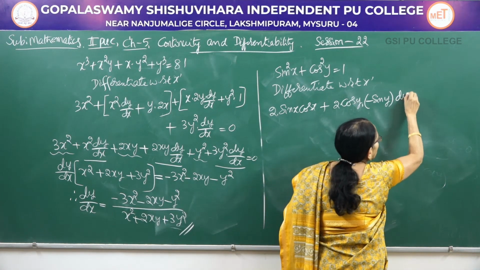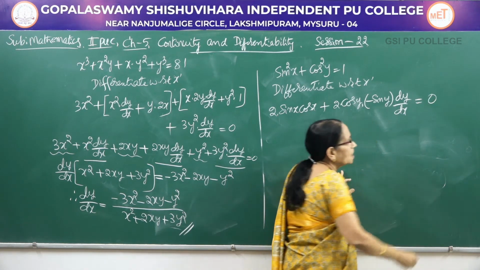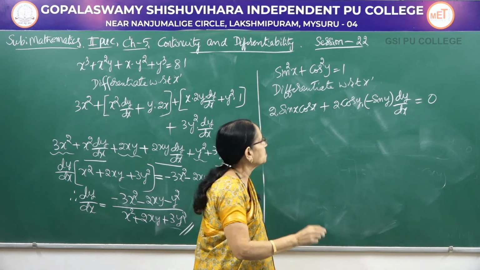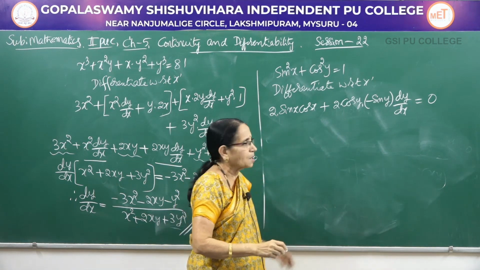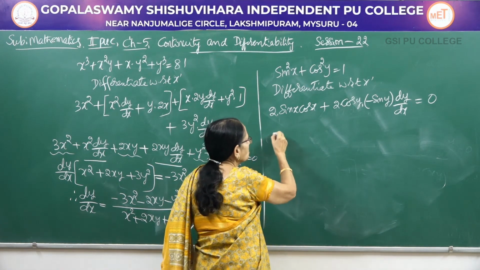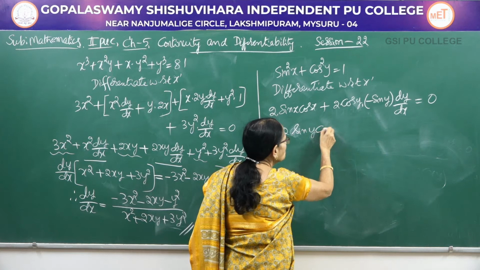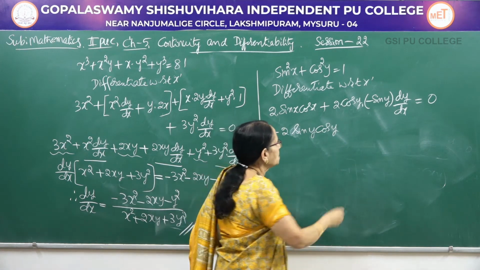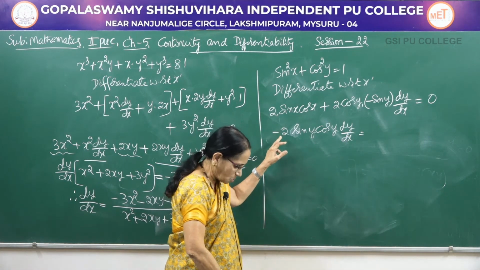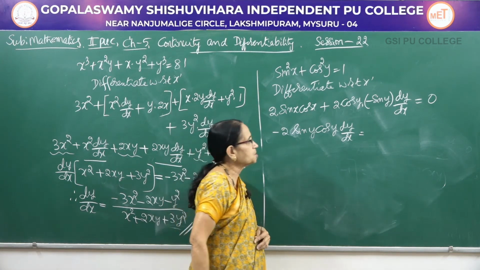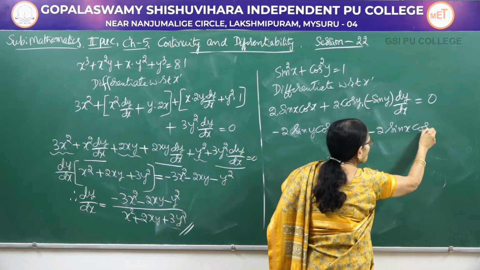But y also has to be differentiated, whose derivative is dy by dx, the right hand side being a constant, is equal to 0. Now let us shift, see, that is the only term having dy by dx. So shift it to the right hand side. That would be minus 2 sin y into cos y into dy by dx would be equal to, when you shift this term to the right hand side, the plus sign would be changed over to minus sign. It is minus 2 sin x into cos x.